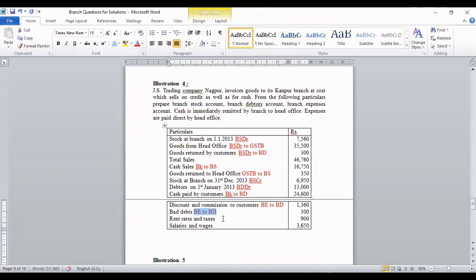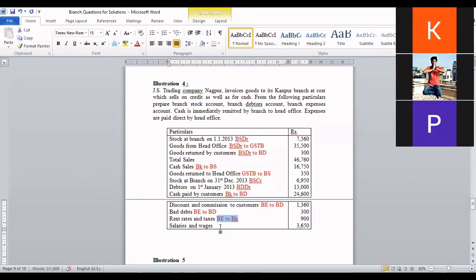So the next entry. Rent, rates and taxes. Now tell me, what would be the entry for this? Branch expense account debit to head office, bank, or to cash. To bank or to cash, one and the same. Okay.